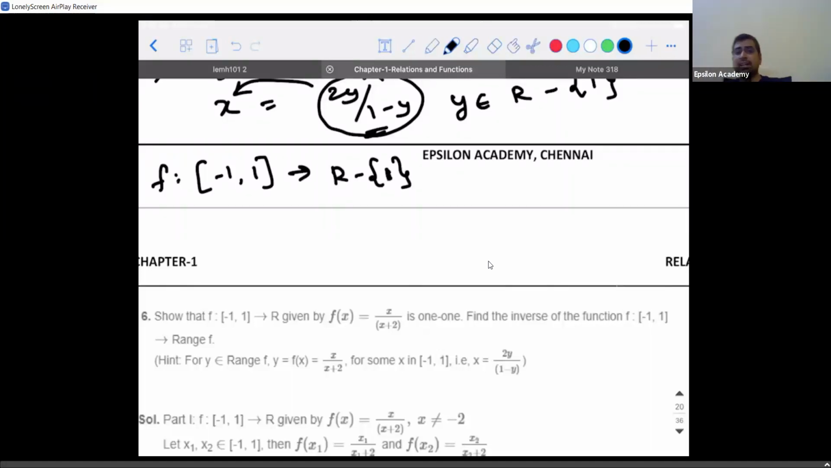Tell me one thing, is there anyone having a doubt with this step? No doubt, sir. I hope everyone is clear with this. In this domain and range, we need to find the inverse of f. How do we find it?